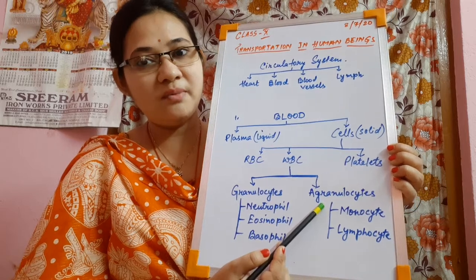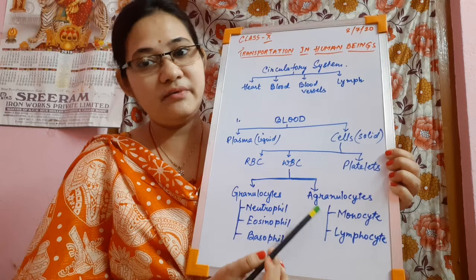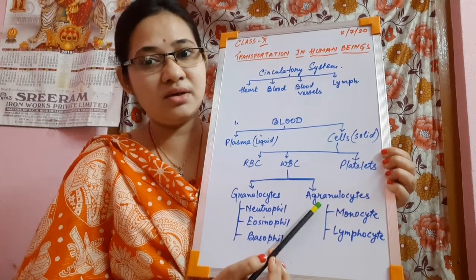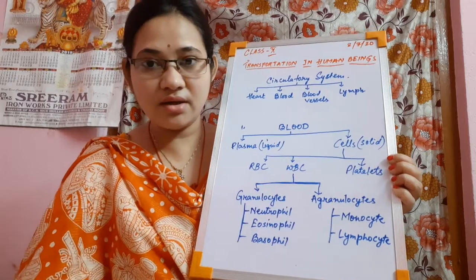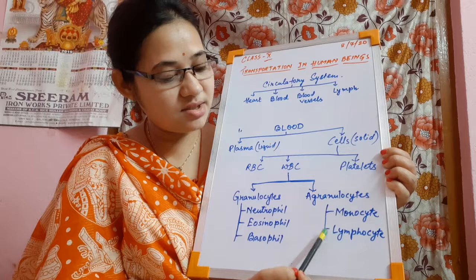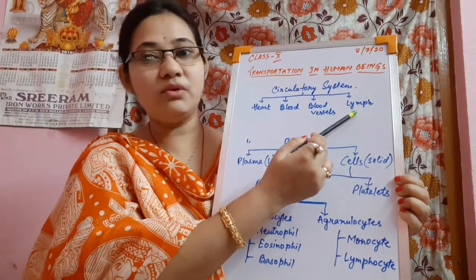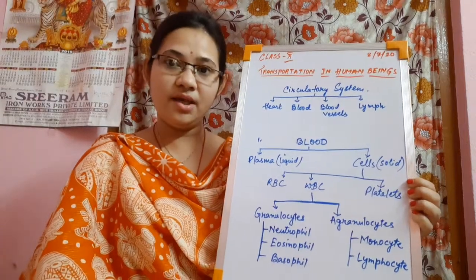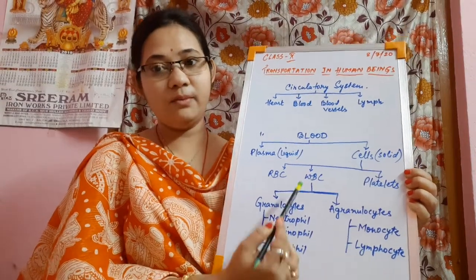Agranulocytes are of two types, monocyte and lymphocyte. They do not have granules, so agranulocytes. Cyte means cell, and agranule means without granules. Now out of monocyte and lymphocyte, the lymphocytes sometimes leave the blood vessels and join to form the lymphatic system. So lymph is actually derived from the lymphocytes of WBC.